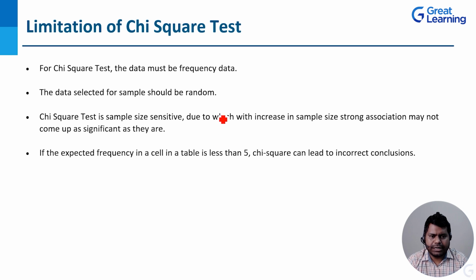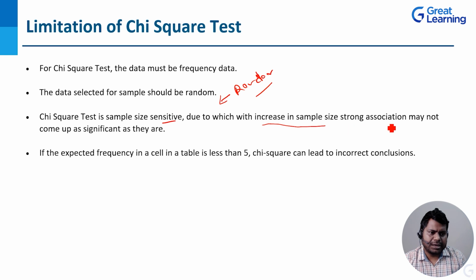The selection process of the data should be random. We have seen this. Now, coming to the third limitation, the chi-square test is sample size sensitive, due to which, with an increase in sample size, strong associations may not come up as significant as they are. So this is one of the very big limitations of the chi-square test. Another limitation is if the expected frequency in a cell in a table is less than 5, the chi-square test can lead to incorrect conclusions.